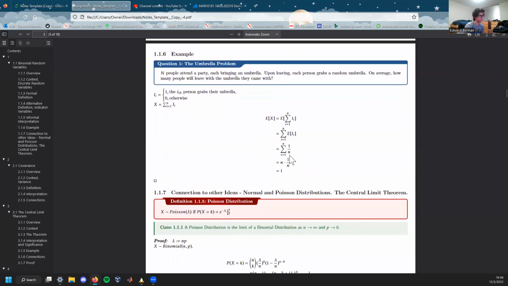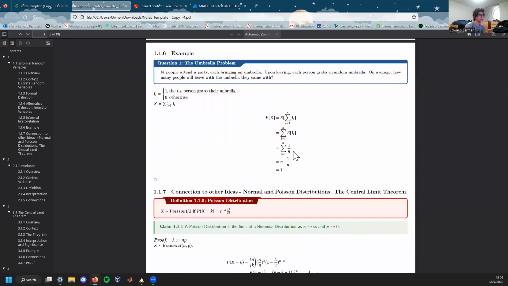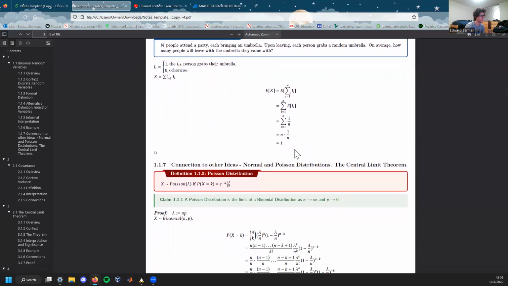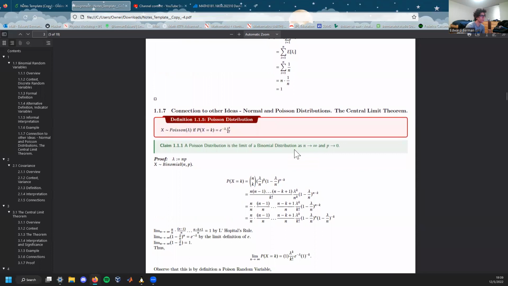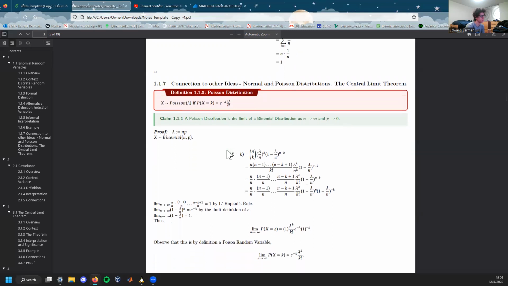I would also like to connect the binomial random variable to other random variables and distributions. First off, a Poisson distribution. X follows a Poisson distribution (lambda) if the probability of X equals k is equal to e to the negative lambda times lambda to the k over k factorial. And what I'm claiming to you is that this distribution is the limit of a binomial distribution as n goes to infinity and p goes to 0.